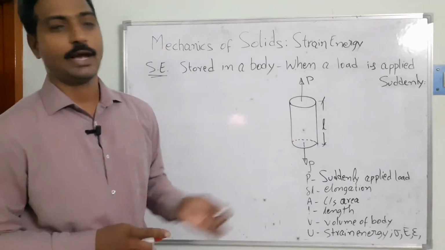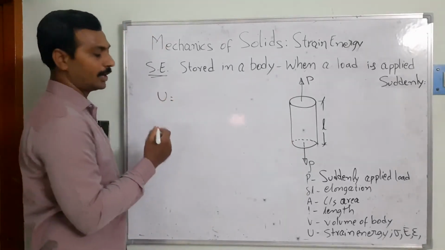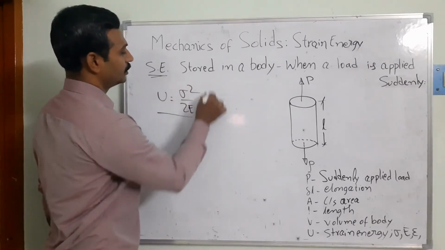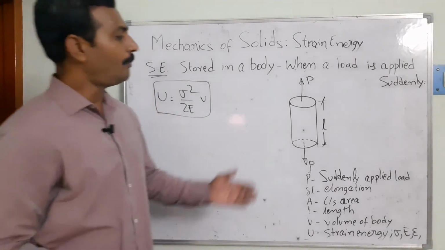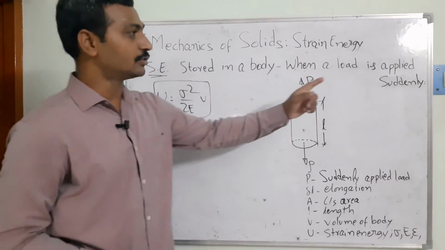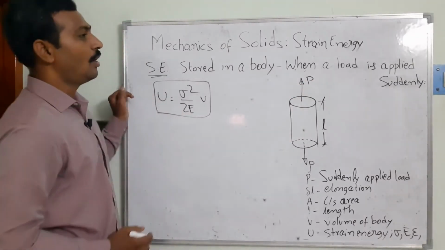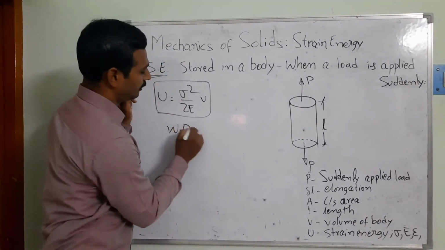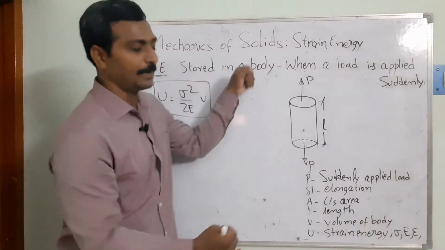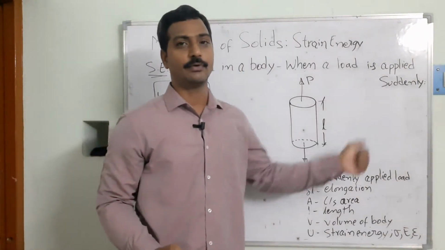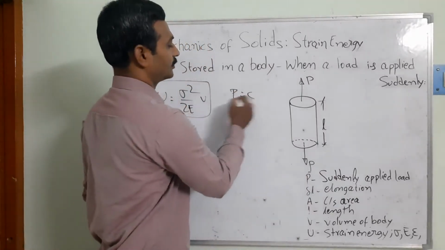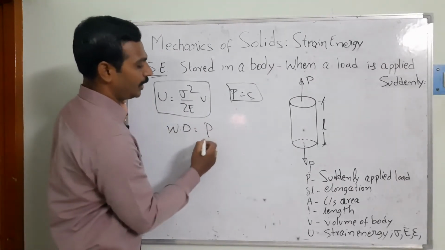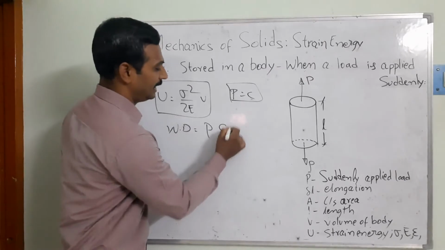In the previous video lectures we have seen that the strain energy stored in a body is equal to sigma square by 2E into volume. Now in this case we need to find out how much stress is going to be generated because of the suddenly applied load. So we are going to use the work done on this system. When the load is suddenly applied, we are not using the curve over here, and P is going to be constant. The load comes once and dies out. So the work done is equal to the load into the displacement, that is del L.